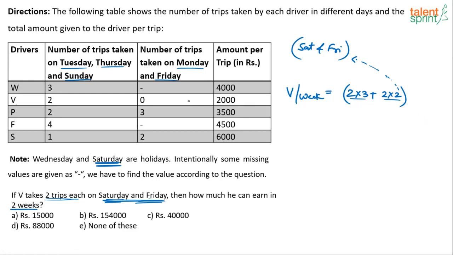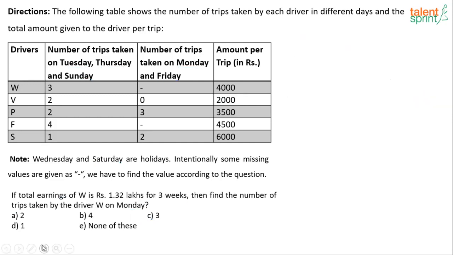And for each trip, he gets 2,000 rupees. So this should be multiplied by 2,000. This is what he would earn per week. So 3 2s are 6. 6 plus 4, 10. 10 into 2,000 is 20,000. He will get 20,000 per week. But what do we want? How much will he earn in 2 weeks? If he gets 20,000 per week, in 2 weeks he would earn 40,000. It's a simple question. Right?